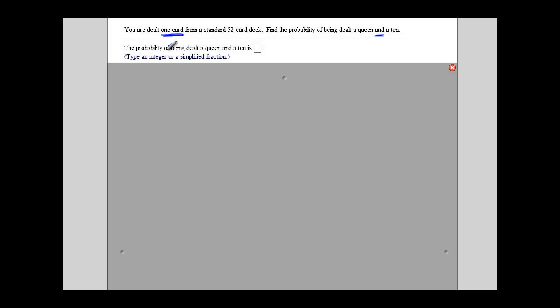On the next example, it says you are dealt one card from a standard 52 card deck. Find the probability of being dealt a queen and a 10. Now this one does not say a queen or a 10, so for it to be a success we would have to have the card be both a queen and a 10, and remember that it's only one card. So would any card fit that definition, that it would be both a queen and a 10, when we know that that's not possible?